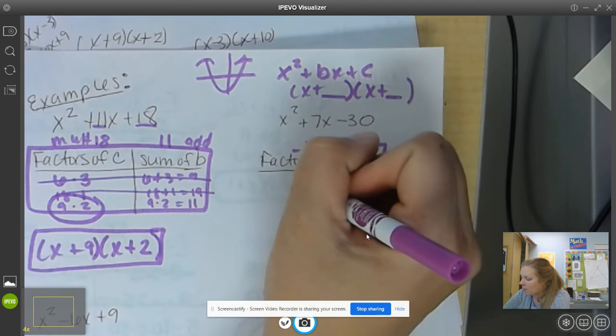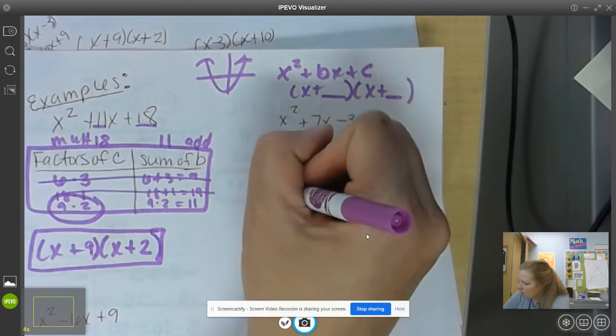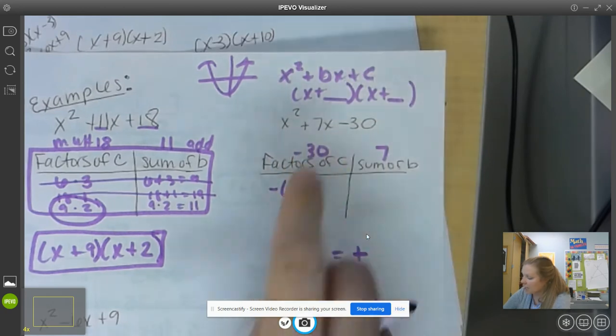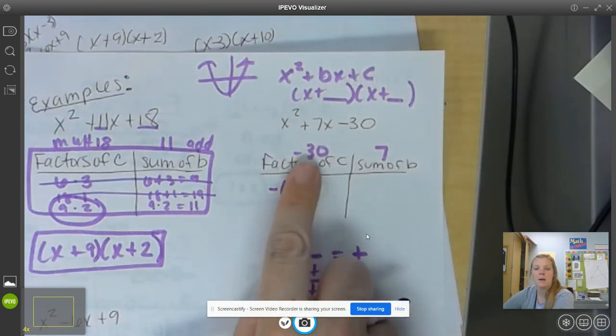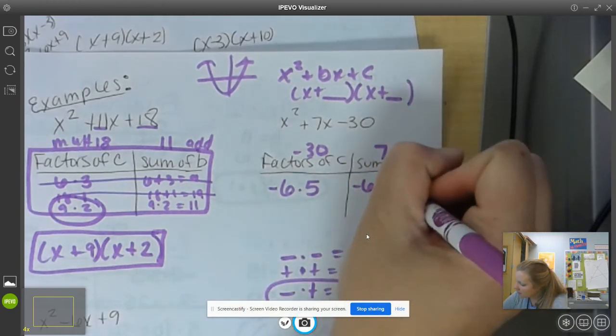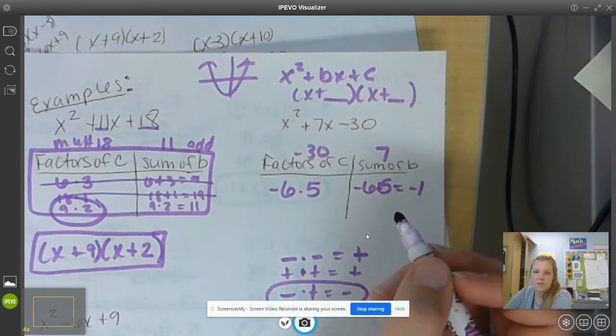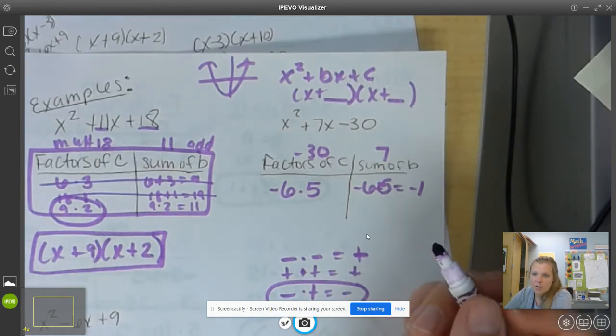So let's try 6 and 5. Isn't 6 times 5 30? I think so. Negative 6 times 5. Again, one has to be negative and one has to be positive. That gives me negative 30. But when I add, I get negative 1. So that's not what I want. So then I have to think of another thing, another factor.